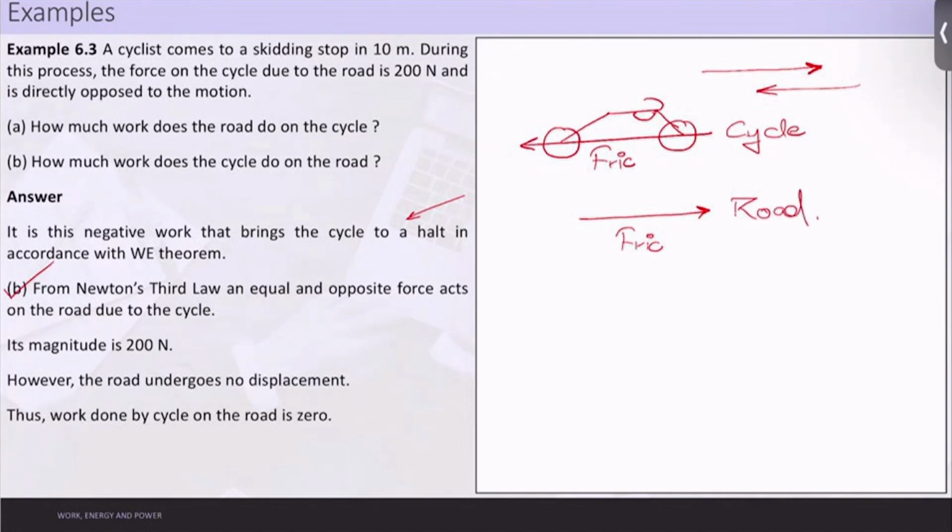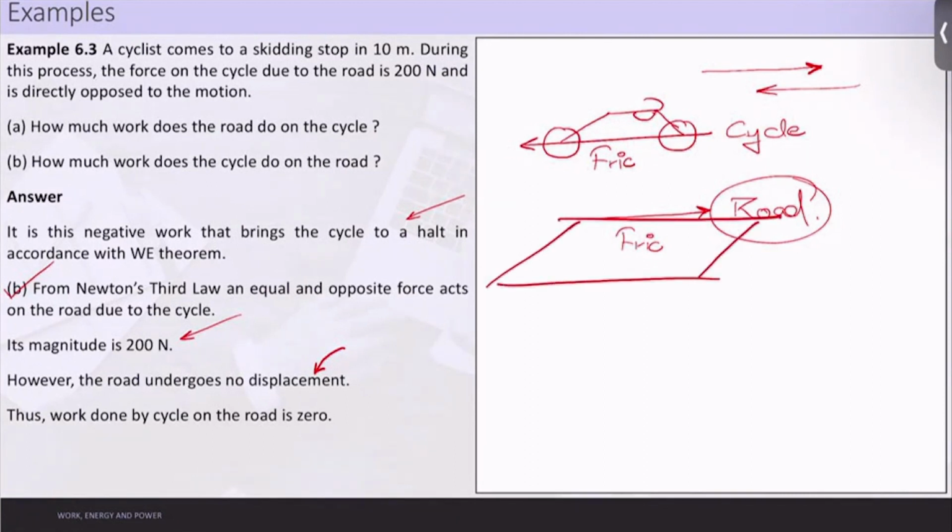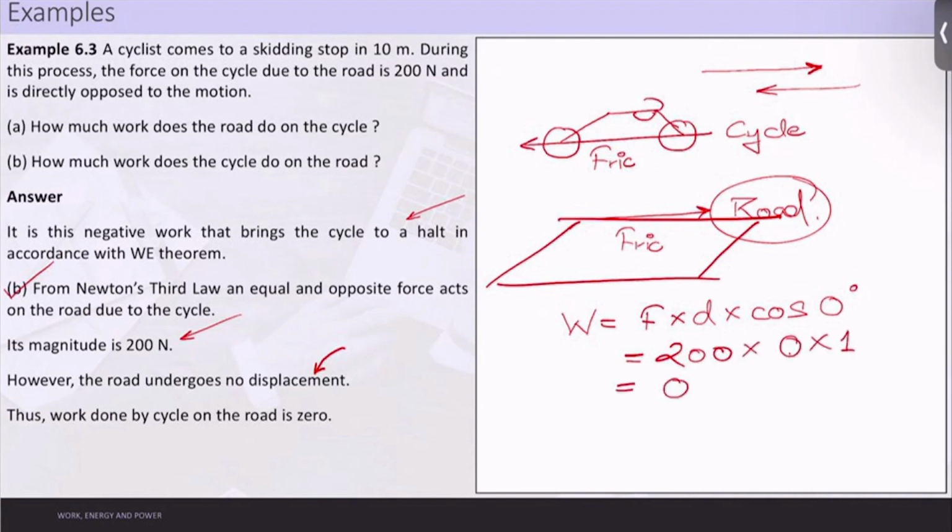From Newton's third law, an equal and opposite force acts on the road due to the cycle. Its magnitude is 200 newtons in this direction. However, the road undergoes no displacement. Very important line: the road stays intact there only, there is no displacement of this road. Therefore, what is the work done? Work done is F multiplied by d multiplied by cos 0. The force is plus 200, but because the displacement is 0, it will be 200 multiplied by 0 multiplied by 1, which is equal to 0.